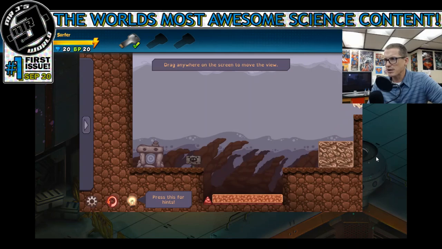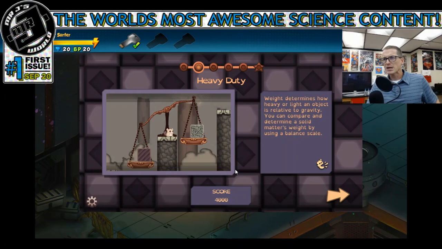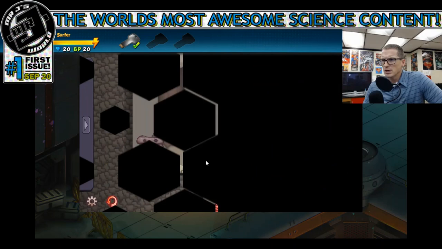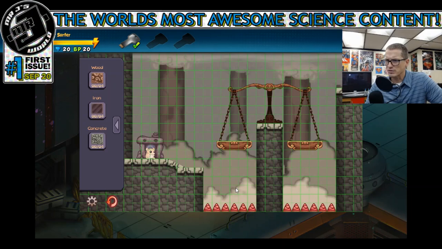Let's do this. Heavy duty. Weight determines how heavy or light an object is relative to gravity. You can compare and determine a solid matter's weight by using a balance scale. Alright. So it looks like we have a scale. I'm going to hypothesize that if I put a weight on one, it's going to go down and the other goes up. So we have wood, iron, and concrete.